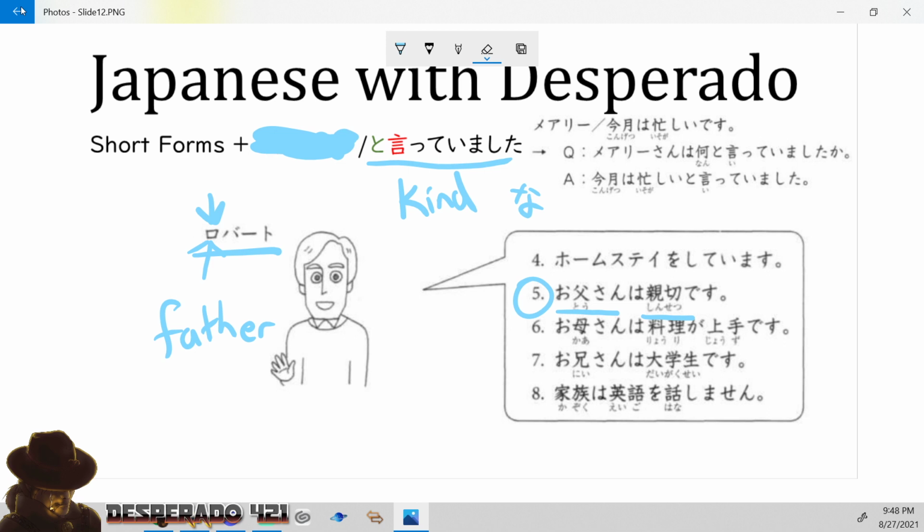Robato-san wa Oto-san o shinsetsu. Oh, that one keeps messing with me. Oto-san wa shinsetsu. But you said o instead of wa here. Oh, did I? Yes. Robato-san wa Oto-san wa shinsetsu da to iimashita. Very good. Fantastic. All right, you got number 6.